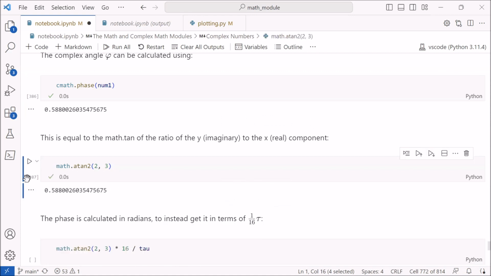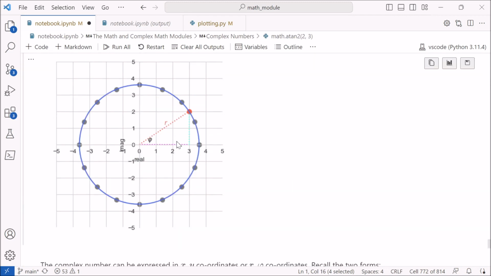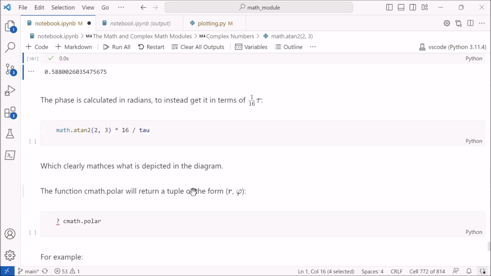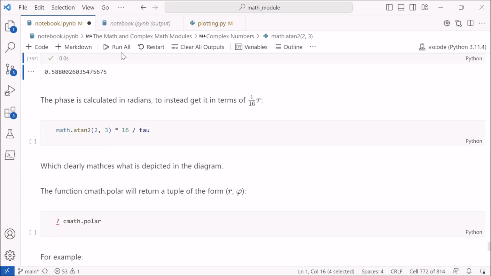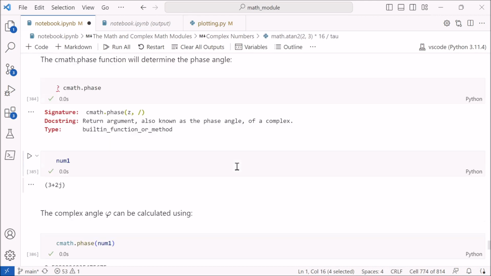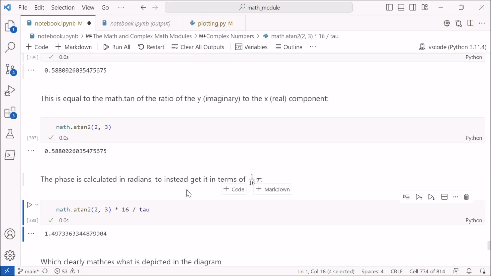and we see that we get the exact same value, because remember, you're calculating the opposite over the adjacent here, and then you're getting the angle for that. So this is the angle in radians. It's converted to 16ths over tau, and we get 1.5, which is exactly as depicted in this diagram.